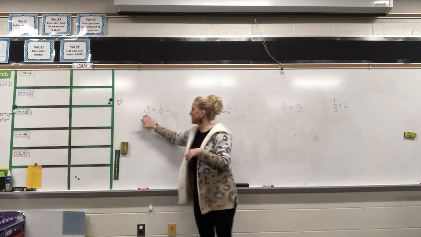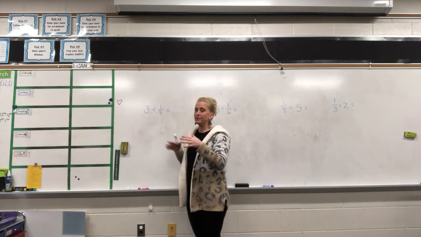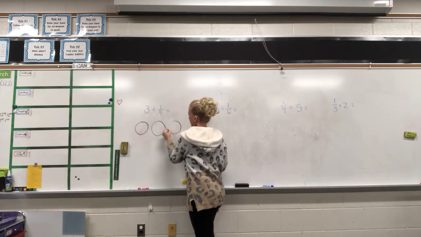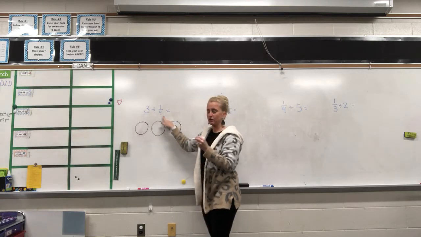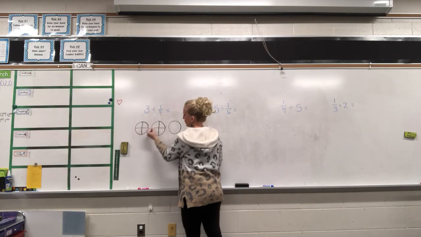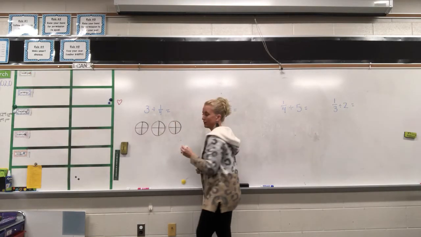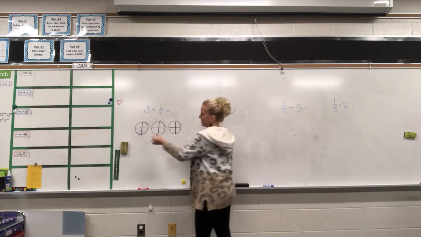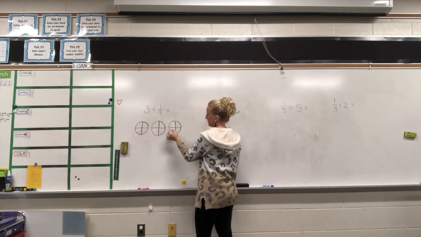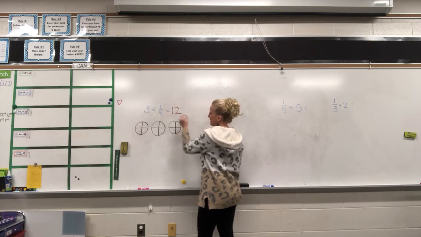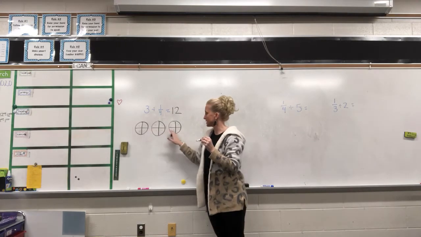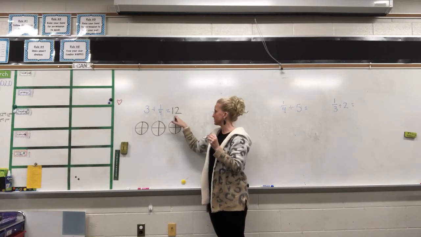If we've got 3 divided by 1/4, that means we have 3 whole pizzas, and we're dividing them into fourths. So we're splitting them into fourths. Then how many pieces does that give us? 12. So 3 divided by 1/4 is 12. 3 pizzas divided into fourths is 12.